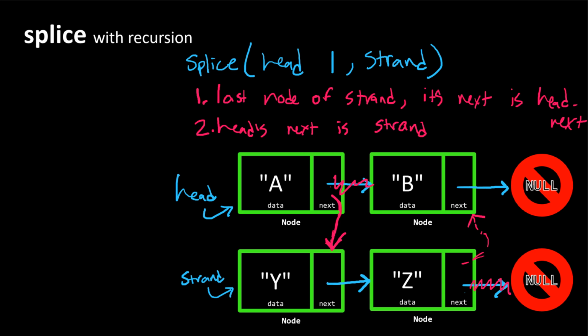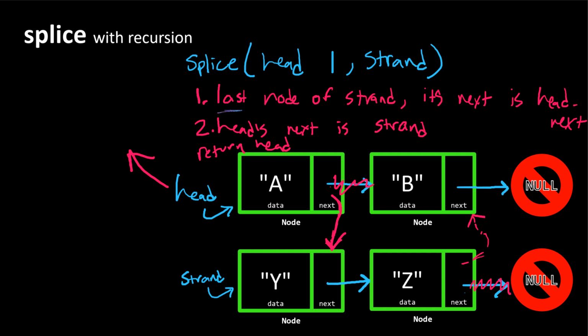What's the last thing we need to do? Well, we need to return head. And that will give head back to the caller, and our job will be done, right? We've said the head's next node is now the first part of the strand. The strand is connected together. The strand's last node is now connected to what was previously the next node, and our job is done.